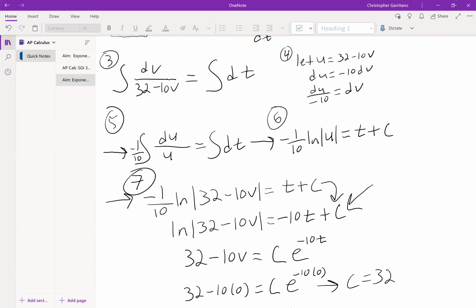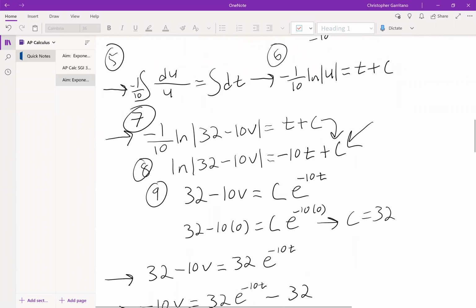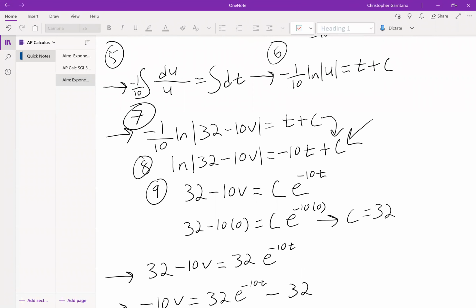All right, so from here, this is step 8. From here, I apply e to both sides in step 9. And again, I'm skipping a bunch of steps now because this is exactly what we saw in the previous video, solving a differential equation for exponential growth and decay. So I'm skipping steps. If you need to fill in the blanks, either come to SGI or just watch the previous video. But at this point, in step 9, I have 32 minus 10v is equal to c times e to the negative 10t.